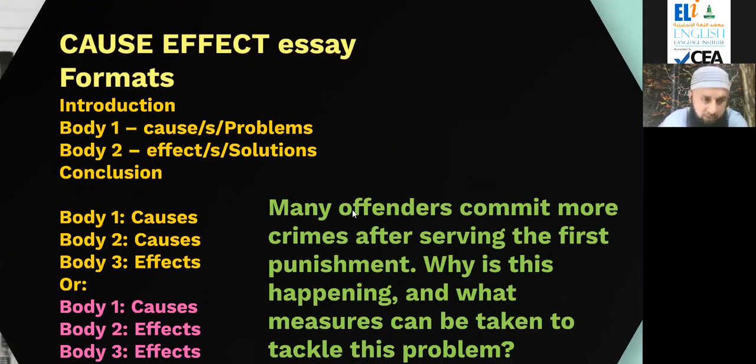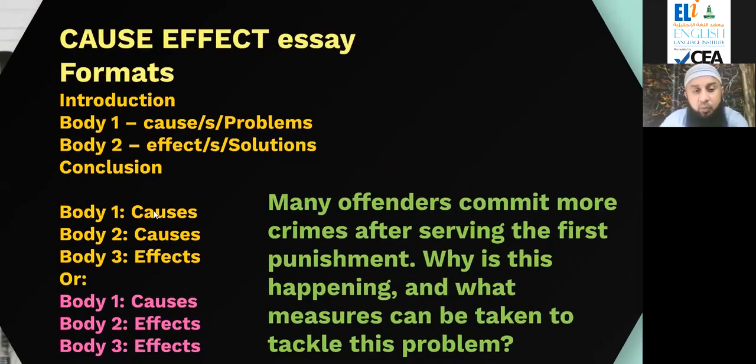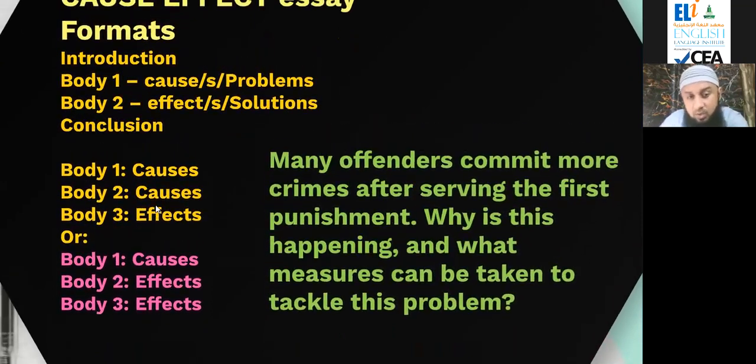So you write introduction, body 1, causes or problems, body 2, effects and solutions. This is the first format. Second is body 1, causes, body 2, causes, if there are more causes, and then effects. Causes more than effects. And if you're writing the third format, body 1, causes, more than effects, then effects. If there are more effects of one cause, the causes are two or three, effects are more. This is how you write.